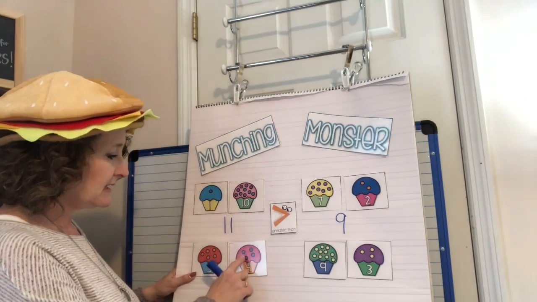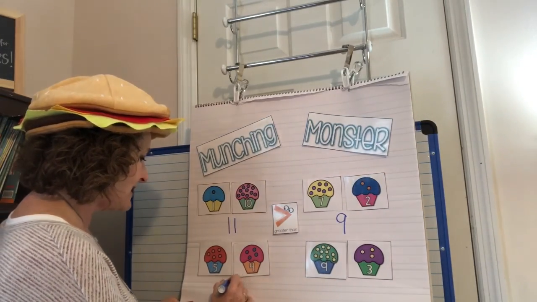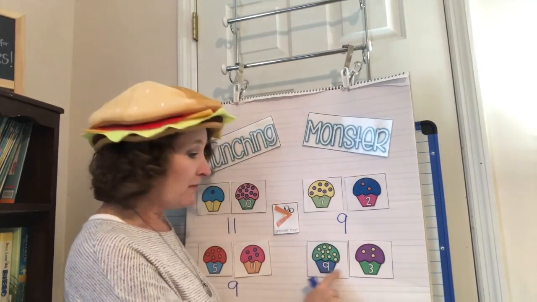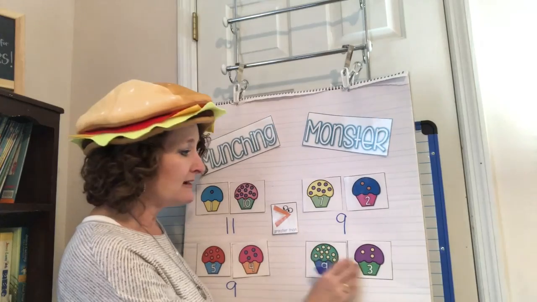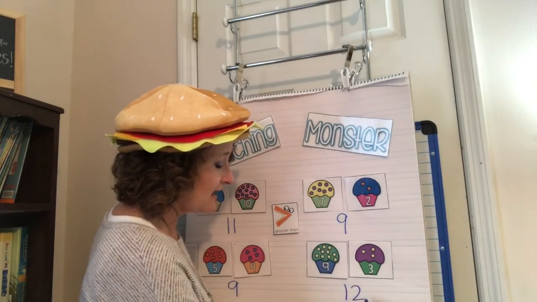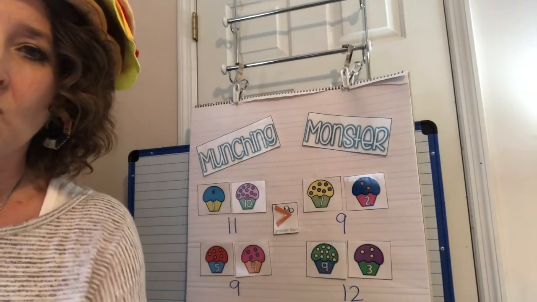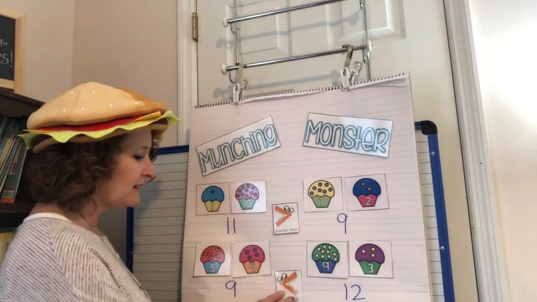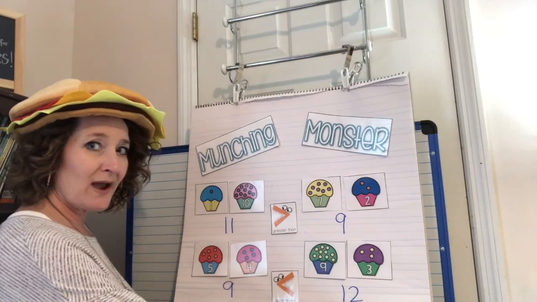5, 6, 7, 8, 9. So 5 plus 4 is 9. Let's see what we've got on this side. 9 plus 3. Start with my 9, and I count up. 9, 10, 11, 12. So we have 12 on this side. Well, who's munching monster going to want to eat? Of course he's going to want to eat the biggest number, 12. So I put my munching monster in the middle and I say 9 is less than 12.